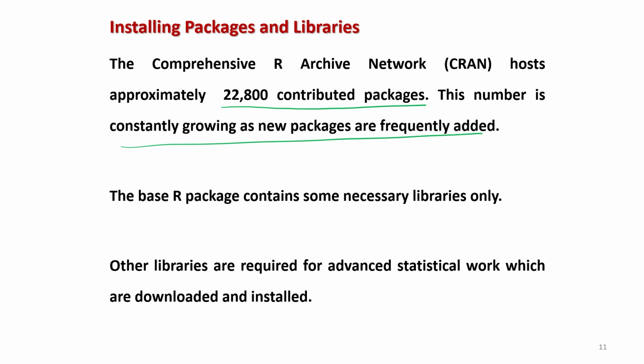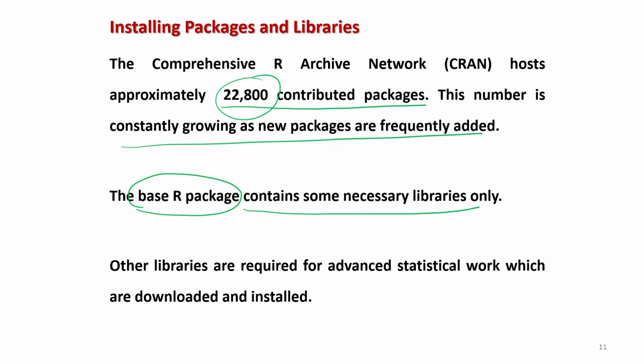So this number, if you try to see, is continuously increasing, which indicates that more and more people are using R and they are trying to develop new packages for the users, right? And when we are talking about the R software, the R software has two parts. One part is called the base R package, which is the software which you download from the R website. So this contains only some important and necessary, commonly used libraries, right?